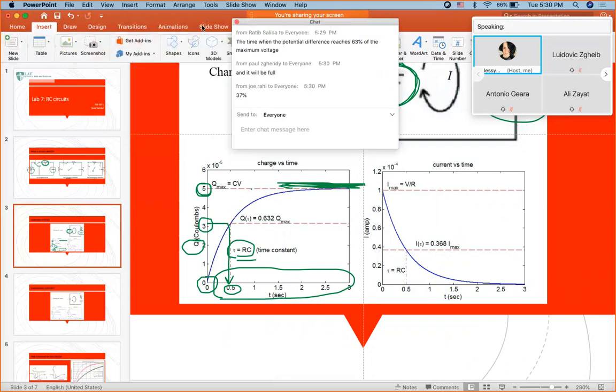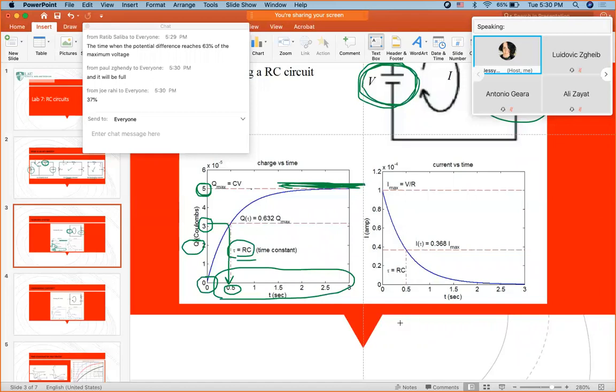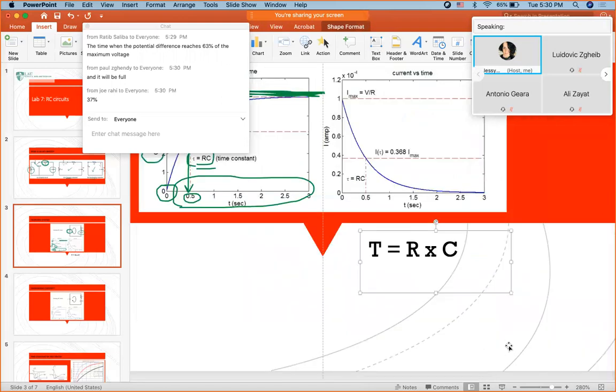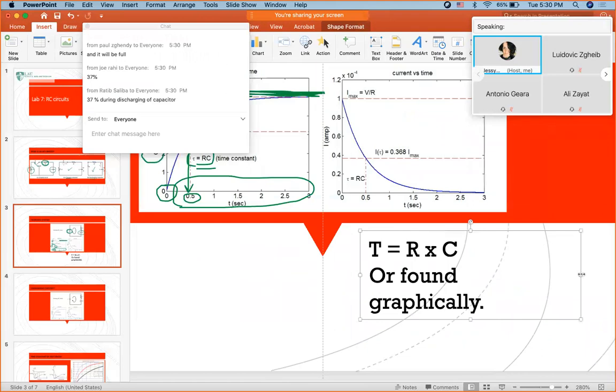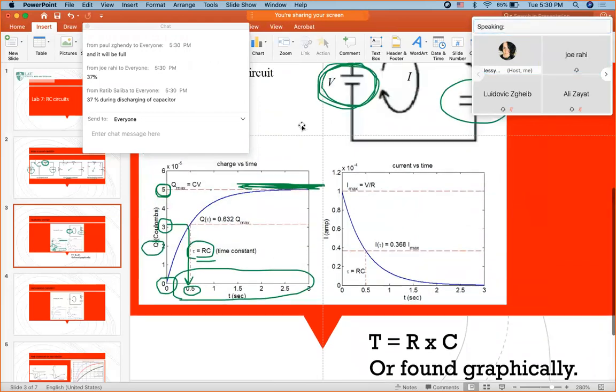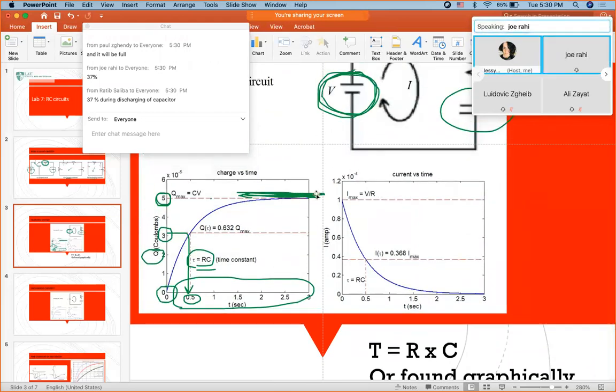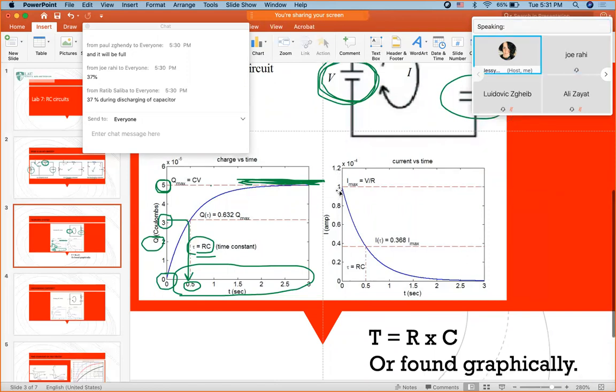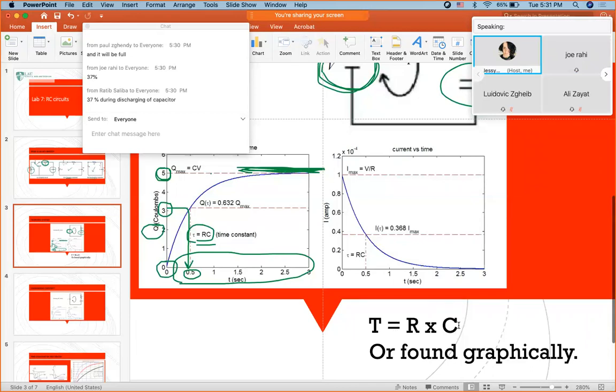Okay, let me see if I can insert a text box. I want to write that I have two methods to find tau. Tau is equal to R times C, or found graphically, and by graphically I mean calculate the 63%. We have the formula 1 minus exponential. No need for the formula, although the formula will tell you the function, and you can use the exponential function to find anything you want, but no need to. If you simply do tau equals R times C or find it graphically, that's enough for the lab.